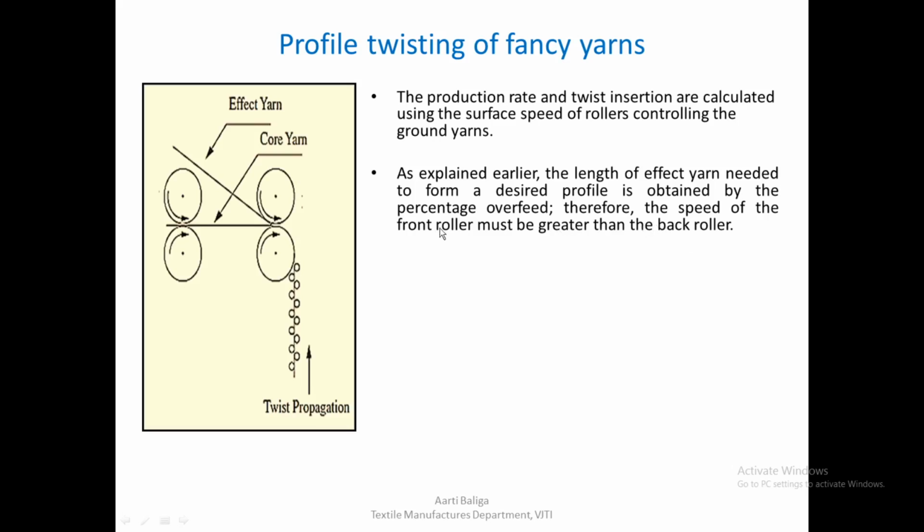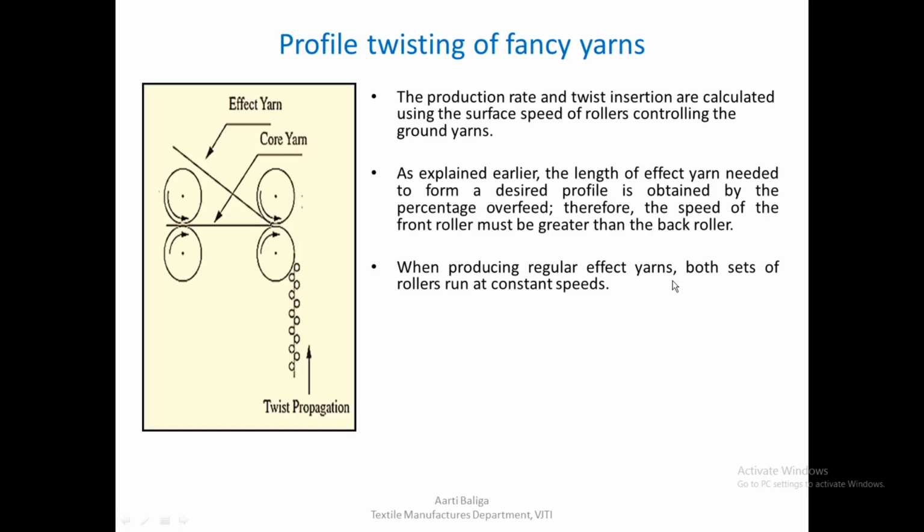As we have seen, to produce any kind of effect, say here there is a loop which is shown here, to produce this effect of loop, we might have to feed an excess length of effect yarn which is required to be fed by the front roller, which is controlling it. Therefore, to have this kind of overfeed, the speed of the front roller must be greater than that of the back roller, so that we have an extra length of effect yarn which will create this texture on the surface.